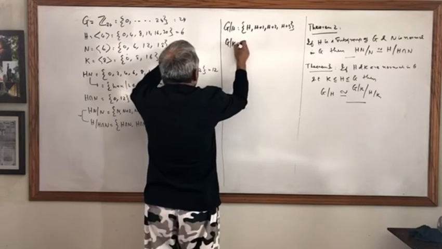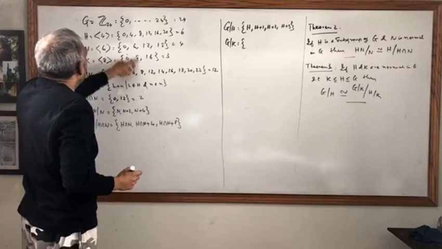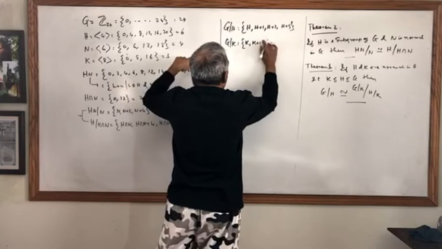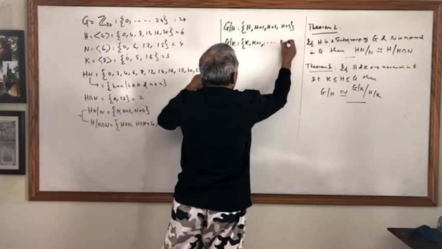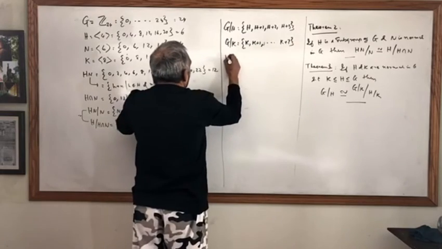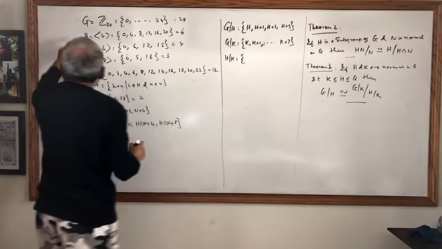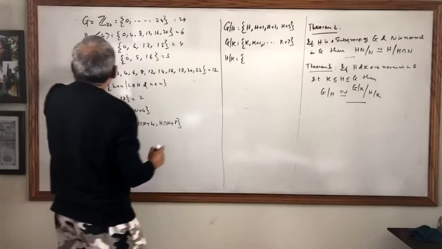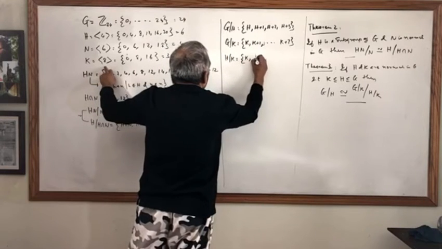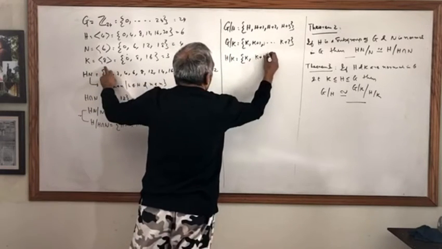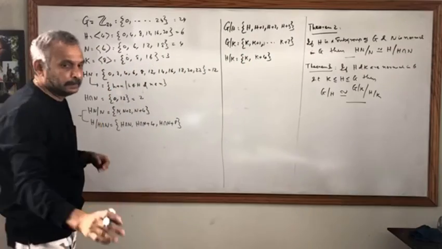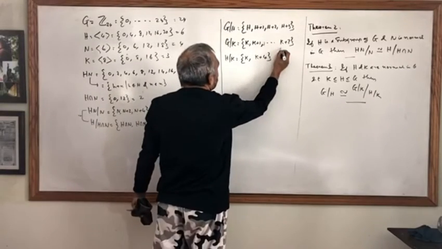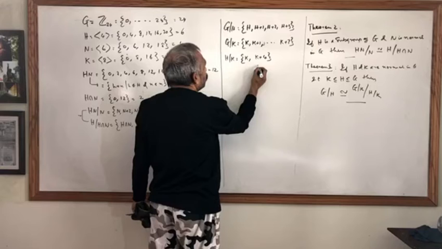Similarly, G over K, K has got 3 elements, so this will have 8 elements, K, K plus 1, and so on, up to K plus 7. And H over K, H has got 6, K 3, so it should have 2 elements, and that is K, K plus 4. Now this has got 8 elements and this has got 2 elements.